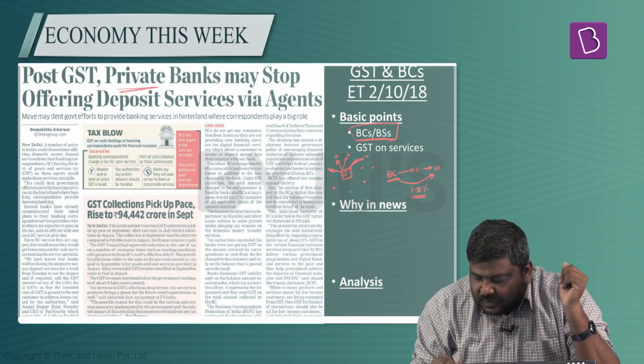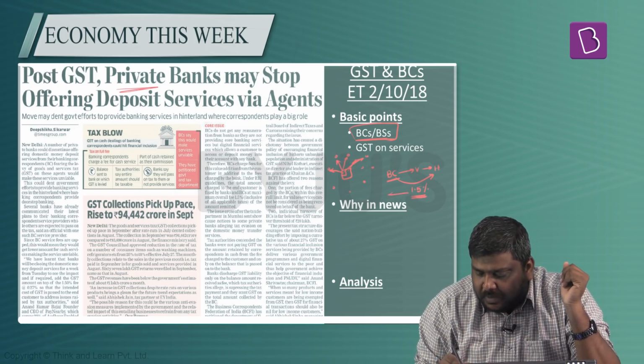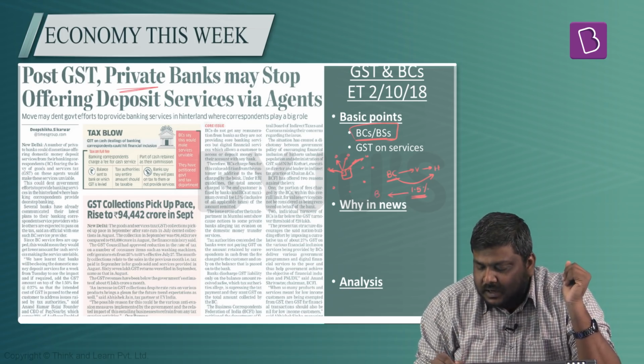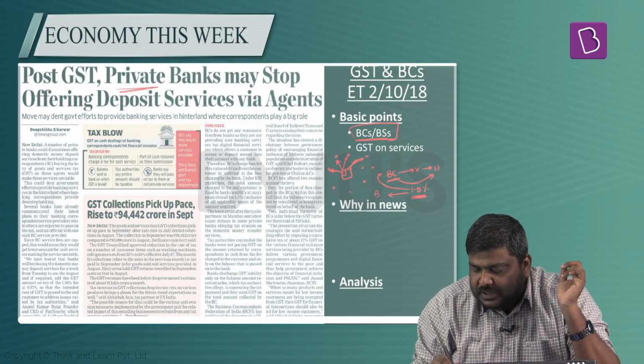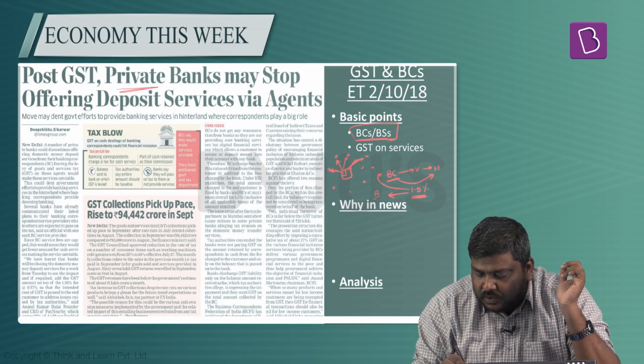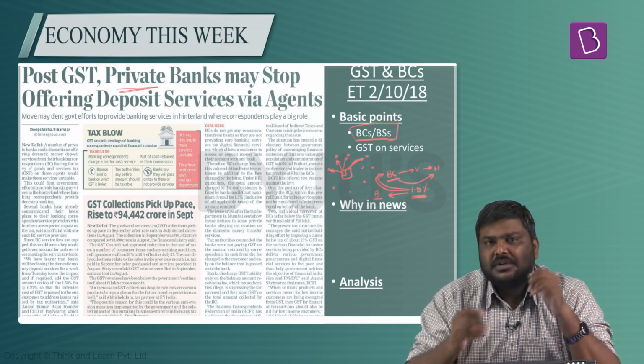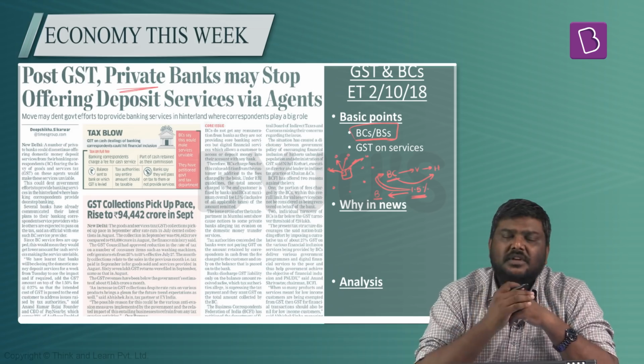Out of this 1.5%, he will pay part of it to the bank and the remaining will be his commission. I'll repeat it. Out of 1.5%, he will pay part of it to the bank and the remaining will be his commission. He will be given the commission for a simple reason.